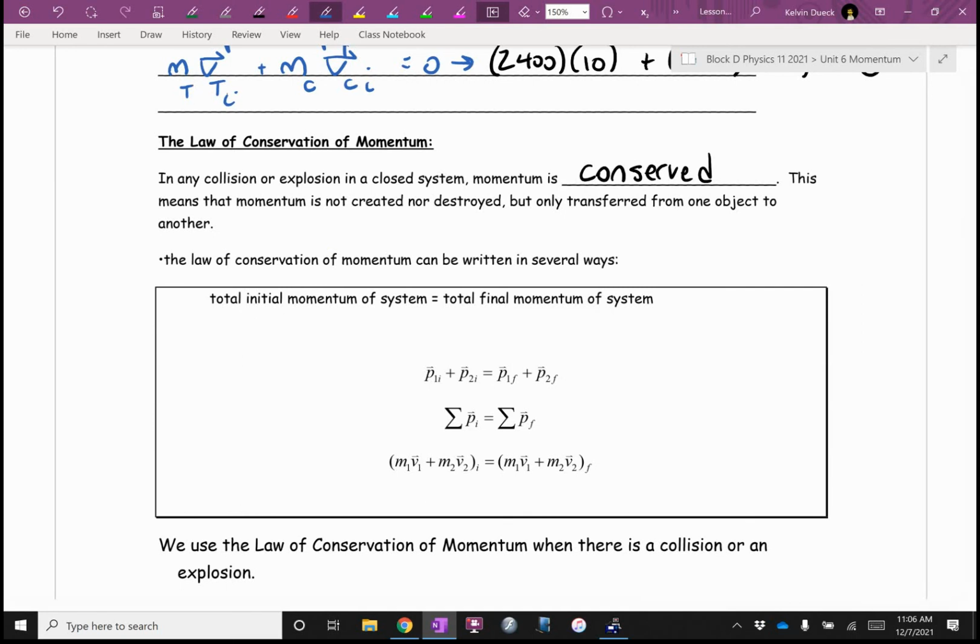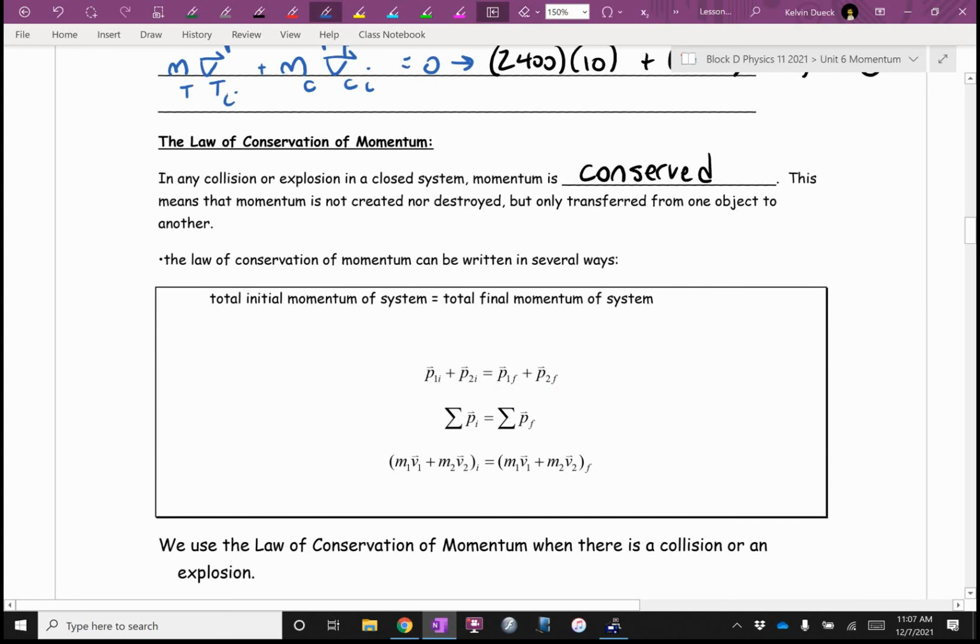The law of conservation of momentum can be written in several ways. It can be written in English. The total initial momentum of a system equals the total final momentum of a system. I will never write it in English because that's too many words. You may notice I tend to abbreviate. You can write it as the momentum of object 1 initial plus the momentum of object 2 initial equals the momentum of object 1 final plus the momentum of object 2 final.